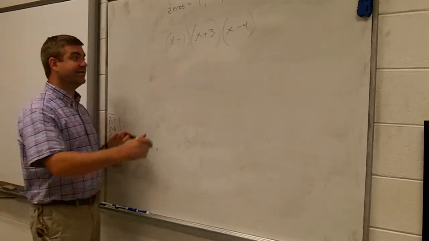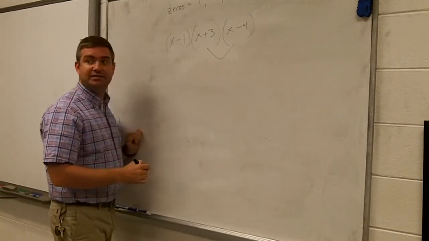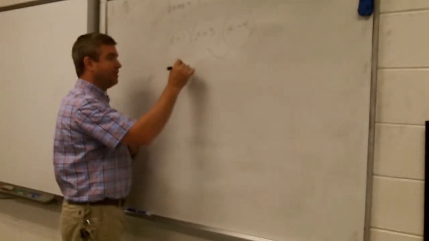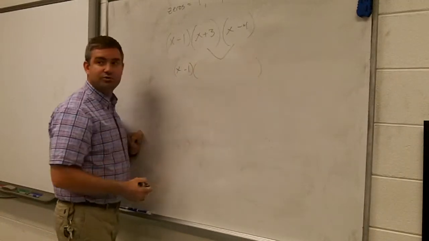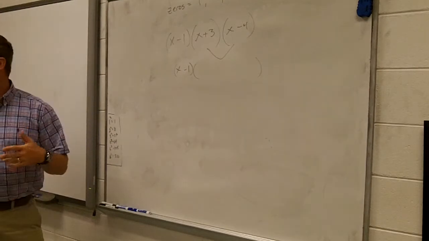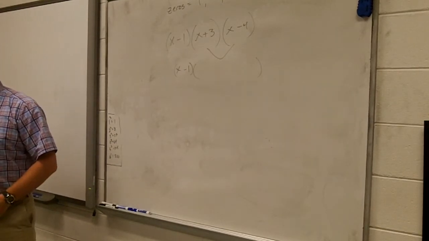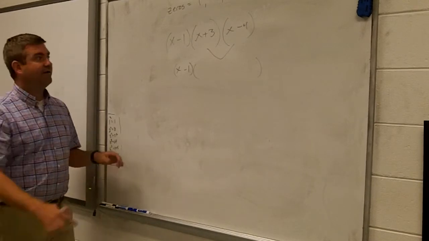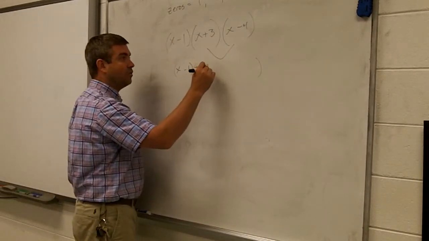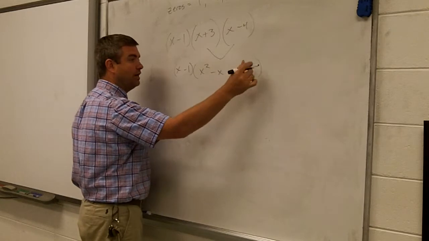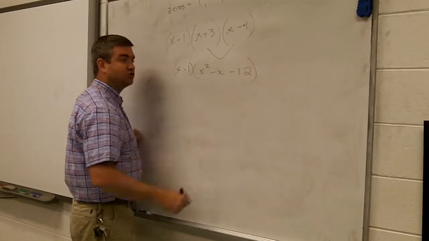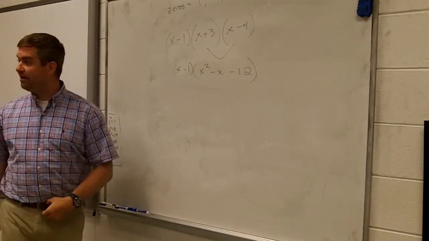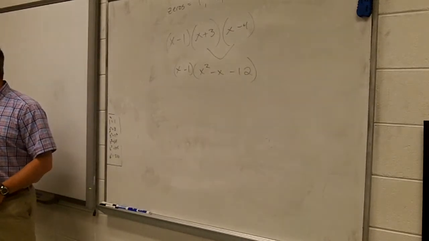Multiply those together. And the idea is that you're going to multiply these two and then multiply x minus 1 times whatever you get. You're going to have to FOIL, you're going to have to remember all the way back to Math 1 when we did this with polynomials. If I FOIL this out, I get x squared minus x minus 12. Just trust me, that's what you get if you FOIL, F-O-I-L: first, outside, inside, last.